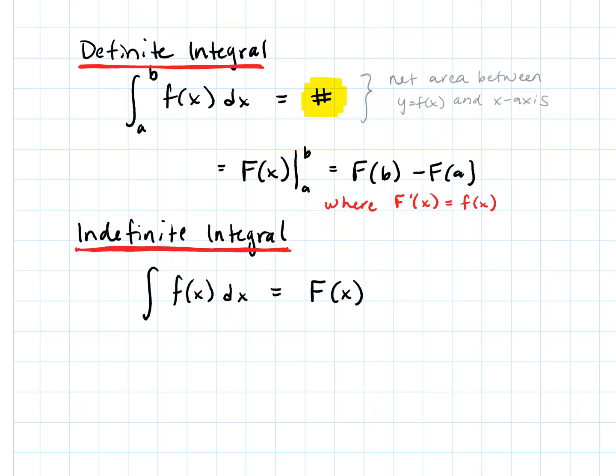Now, an indefinite integral gives us back the antiderivative. So if we have no bounds on it, we're just asking to find the indefinite integral of f of x dx. That will be capital F of x, where, again, capital F prime of x equals little f of x, which just means that capital F of x, in both of these cases, is the antiderivative of little f of x.